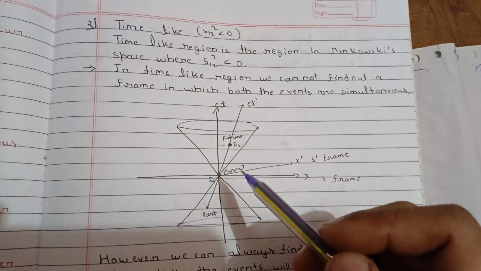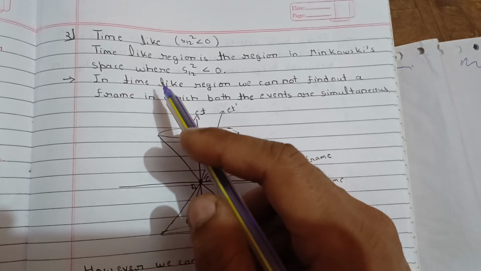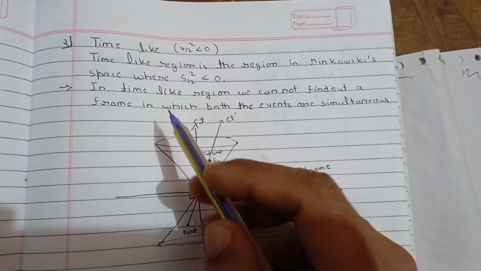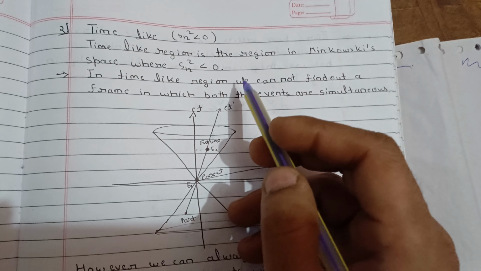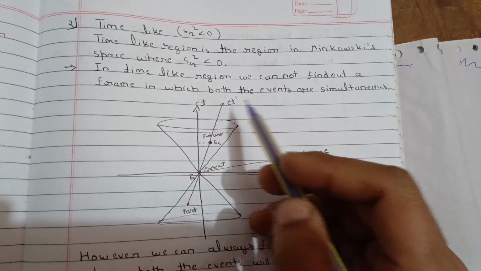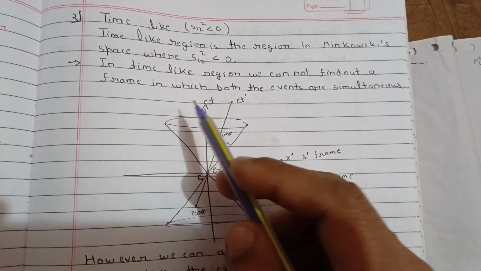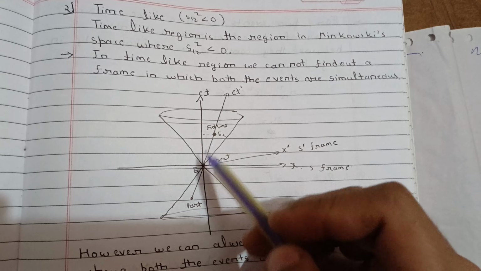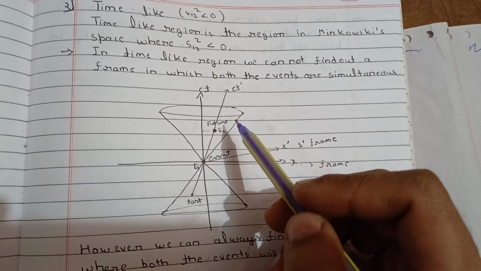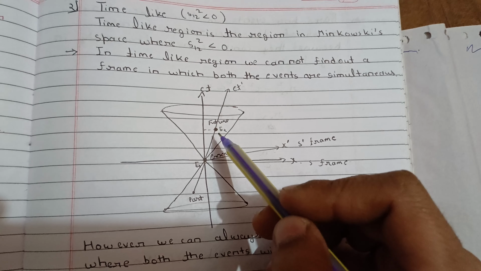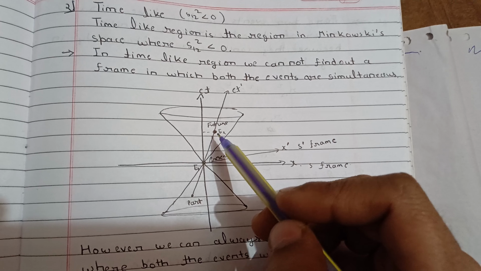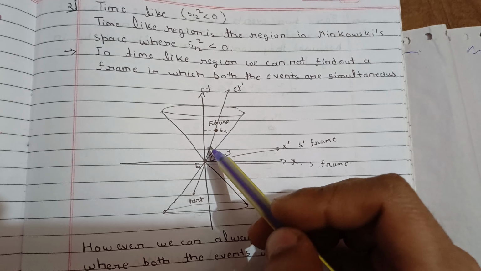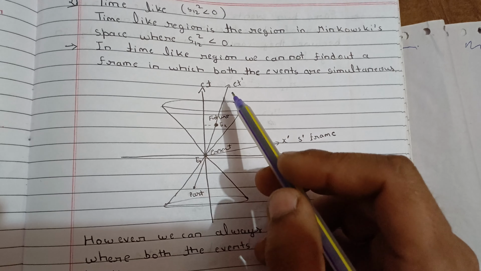I will prove how this is. So time-like region is the region in Minkowski's space where s12 square should be less than 0. In time-like region, we cannot find a frame in which both the events are simultaneous. So in this region, there can't be any frame possible in which these two events will be happening at the same time. How? You can observe from this.